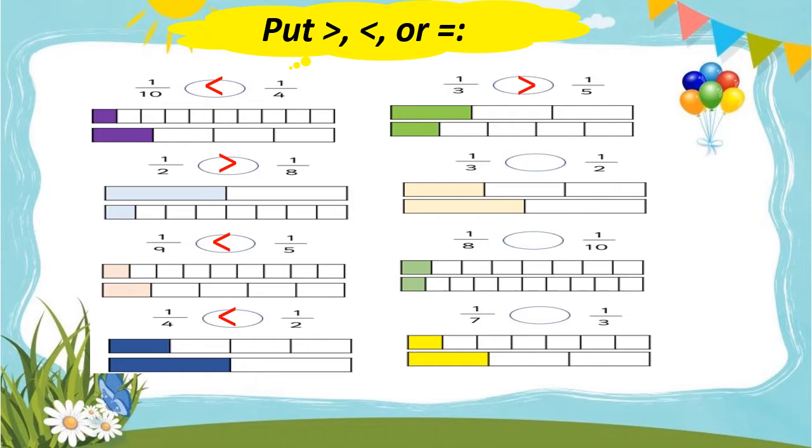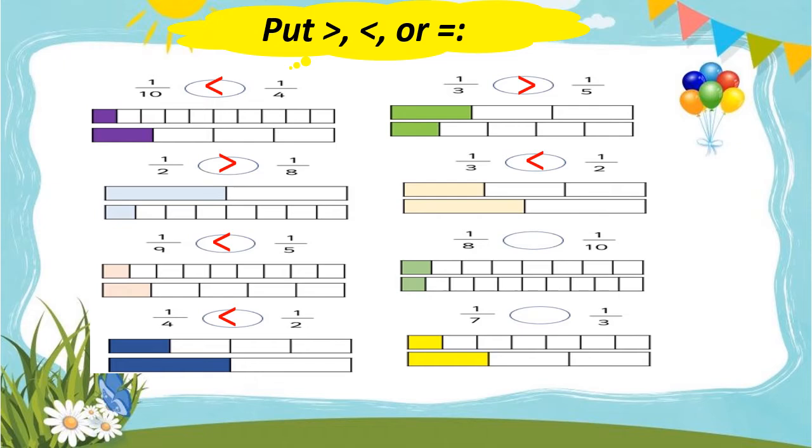We have one strip cut into 3 equal parts, and we shaded 1 out of 3. And the second one is cut into 2 equal parts. We shaded 1 out of 2. Which part is the biggest? Super, 1 out of 2 is bigger than 1 out of 3. So 1 out of 3 is less than 1 out of 2.